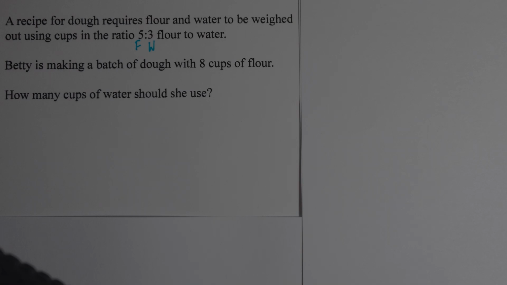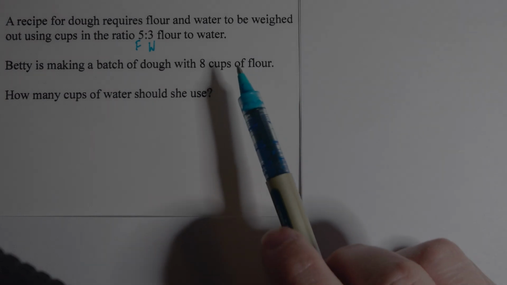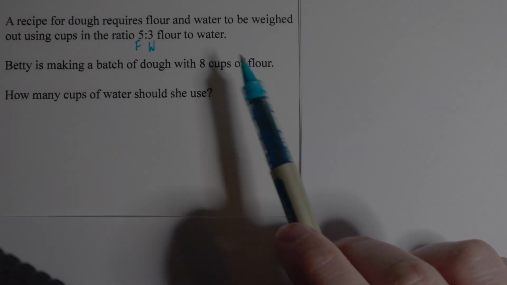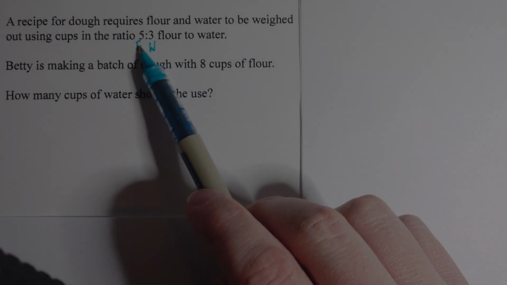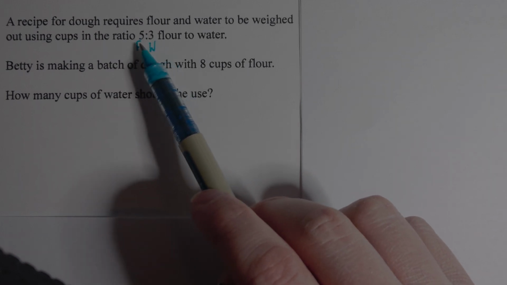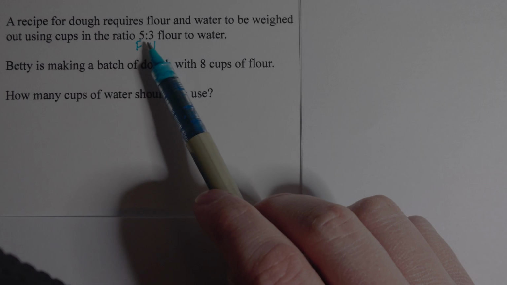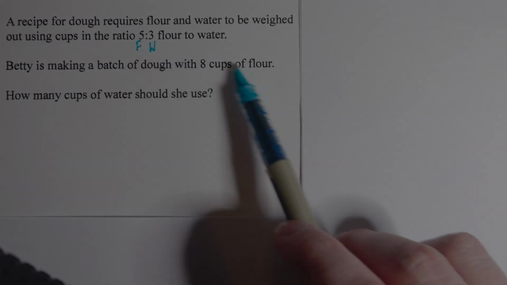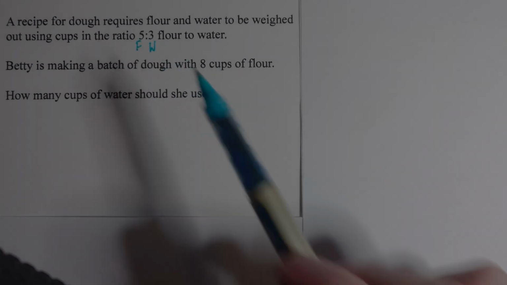In this question, we don't need to do either. There's no need to add, and there's no need to subtract, because we're told that 8 cups is how much flour, and that is automatically 5 parts. Look, the flour is 5 parts when the water is 3 parts. So I don't need to add those, I don't need to subtract those. I just say, well, I know the flour is 5 parts of the recipe because it says here.